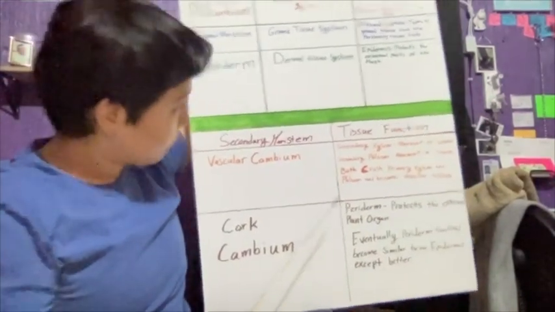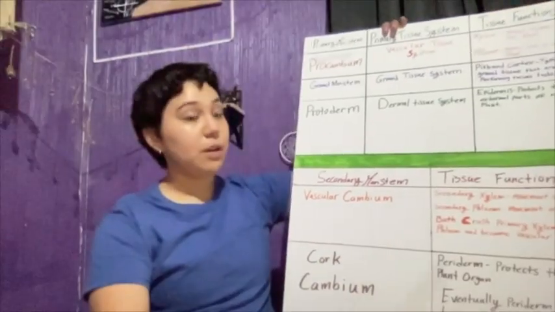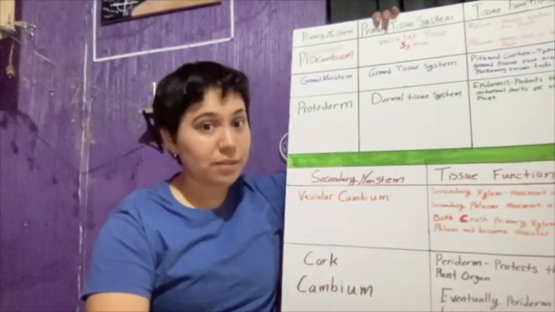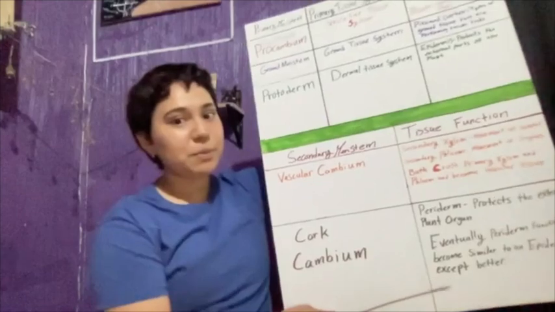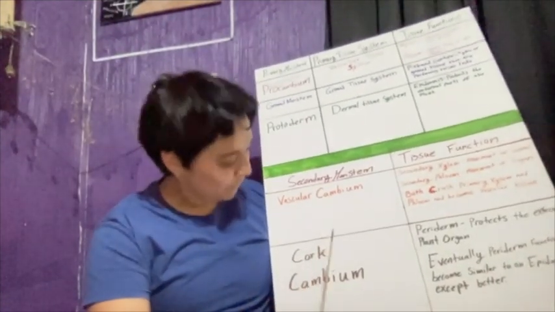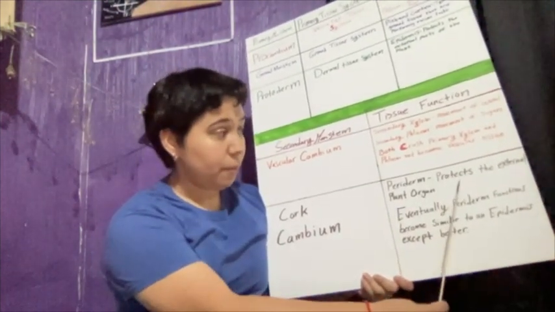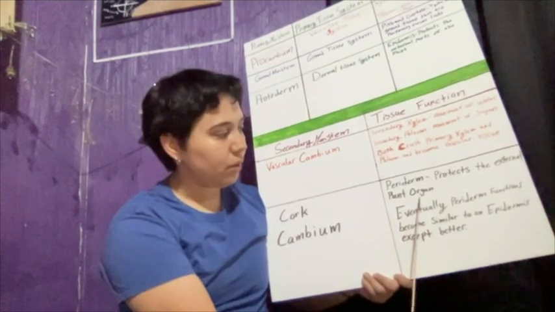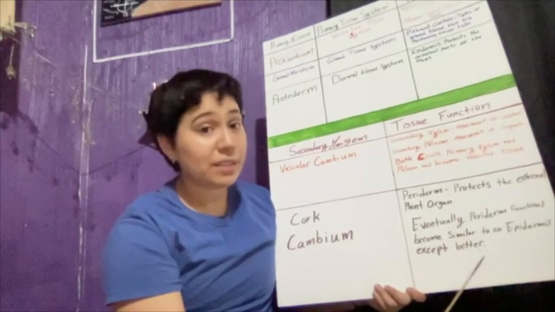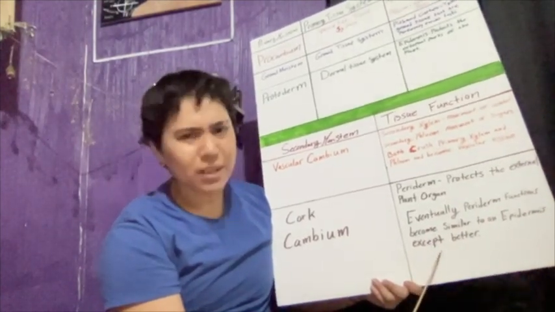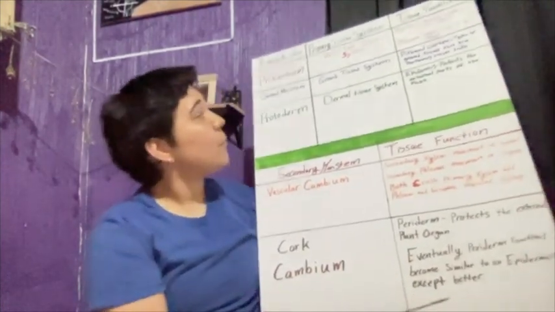And then here we have the cork cambium. This one is in the video. My computer ran out of space, so it cut that video short. I cleared up some space, and now time for the second part. And here we have the cork cambium, which contains the periderm, which protects the external plant organ, kind of like epidermis, right? Except it's better. It just protects better than the epidermis. And that's secondary growth, right?